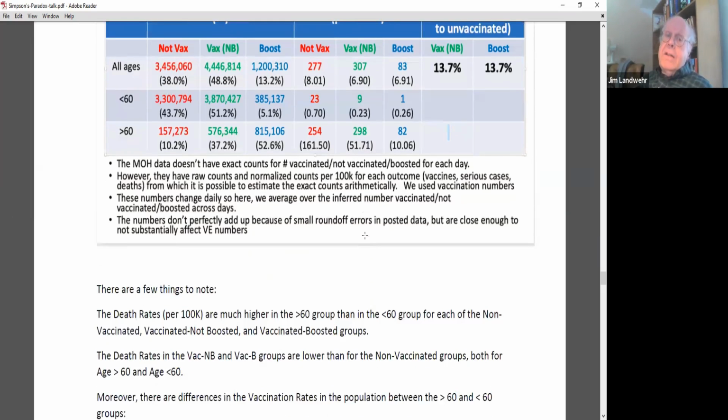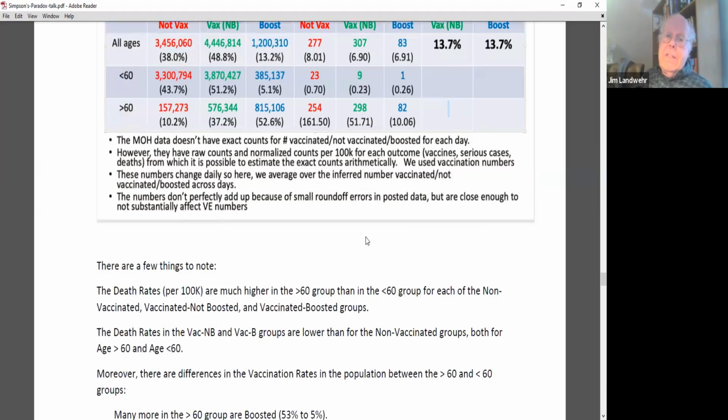So that's the style of this presentation, as you can see. The numbers are there, and then in the bottom part of each of these pages are the words highlighting what seem to be the important points.